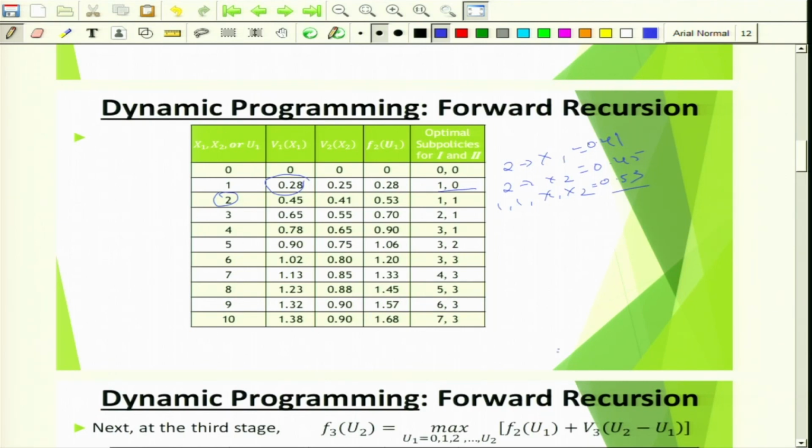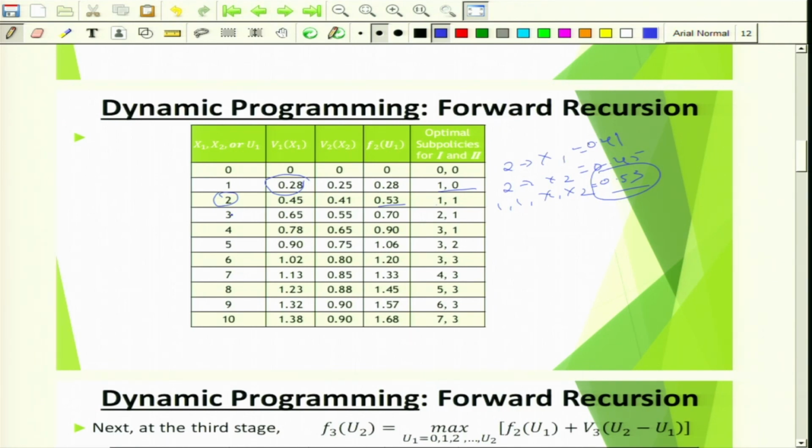So which is the best among them? Investing in x1 and x2, because that comes out to be 0.53. So that is what we are considering here: one unit can be invested in x1 and another unit can be invested in x2.